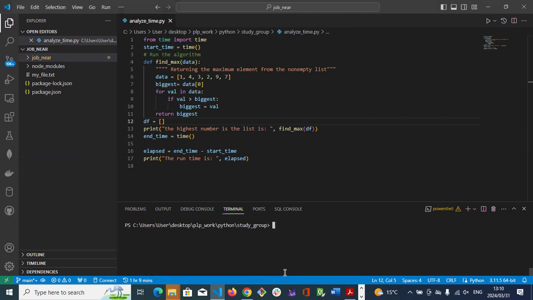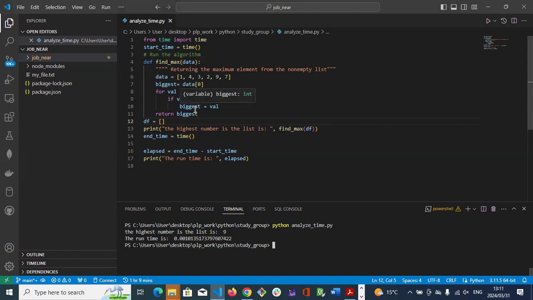You can see the highest number in the list is 9, and then the runtime is 0.000 and so on. So we have a runtime of, let's say, 1%. One of the fastest times, because it is a linear function.